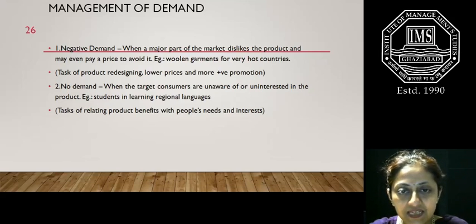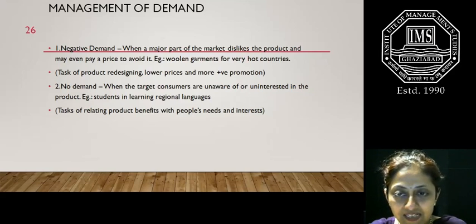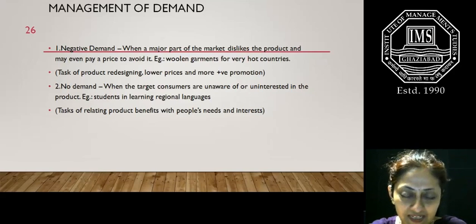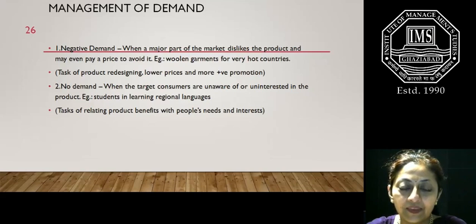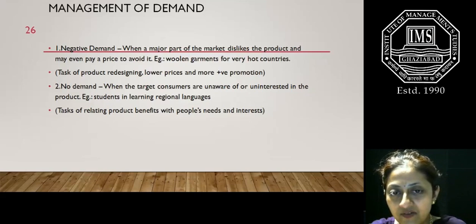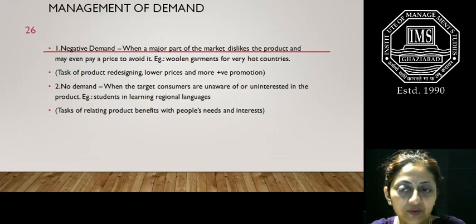Negative demand is when a major part of the market dislikes the product and may even pay a price to avoid it. For example, if a marketer wishes to market woolen products in very hot countries, people are naturally not going to buy it. So, what does he have to do?